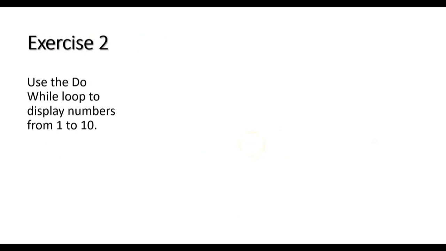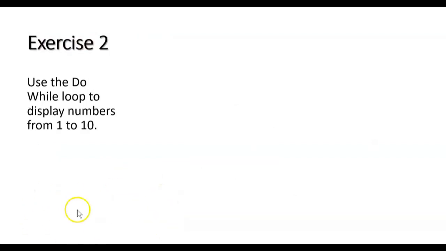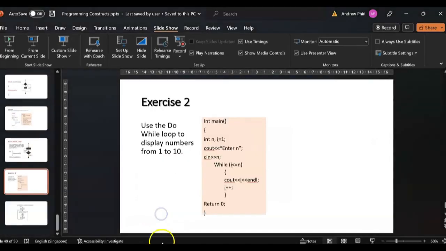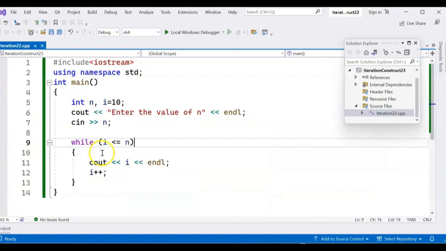Are you able to use the do-while loop to display numbers from 1 to 10? Given the syntax I've given you, are you able to rewrite the while loop in this form? You can pause the video and see if you're able to do it. Afterwards play it, then I'll show you how that is done. So let me open my code window again and see how we can modify the code to do that.